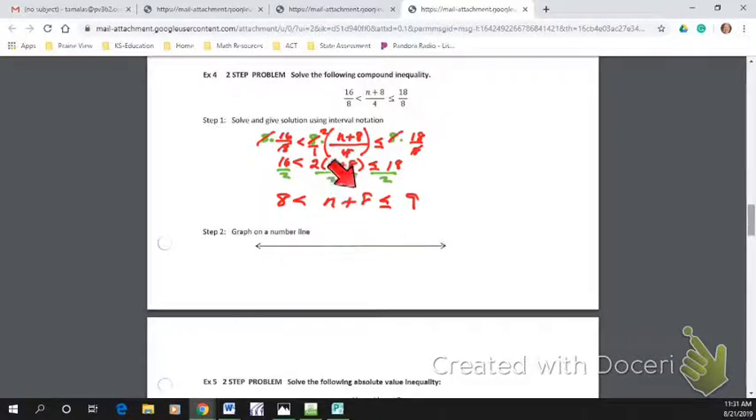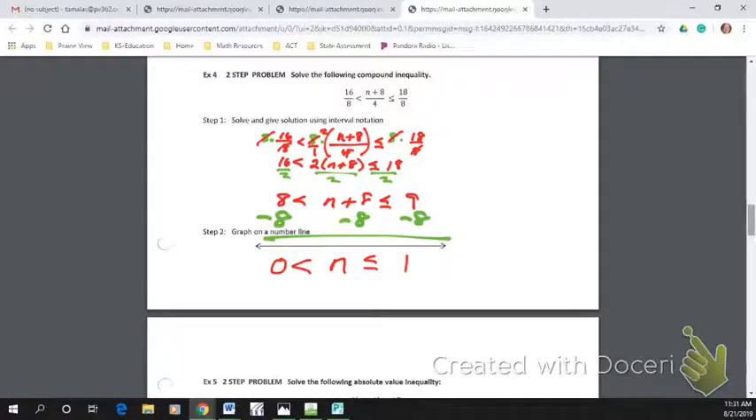Okay, what will I need to do now to get rid of this plus 8? What's the opposite of plus 8? Subtract 8. So to all 3 things, I have to subtract 8. Subtract 8, subtract 8, subtract 8. And what will I get? 0, less than n, less than or equal to? What is 9 minus 8? Or 9 plus negative 8? 1. So right there that tells me what n is. N is any number in between what? In between 0 and 1, including the 1, but not including the 0.